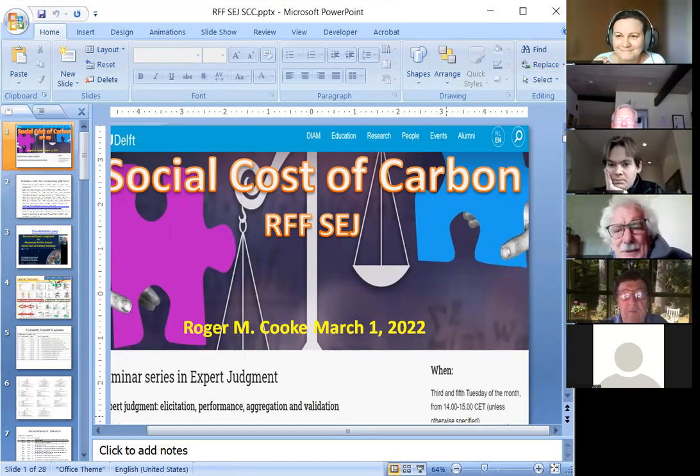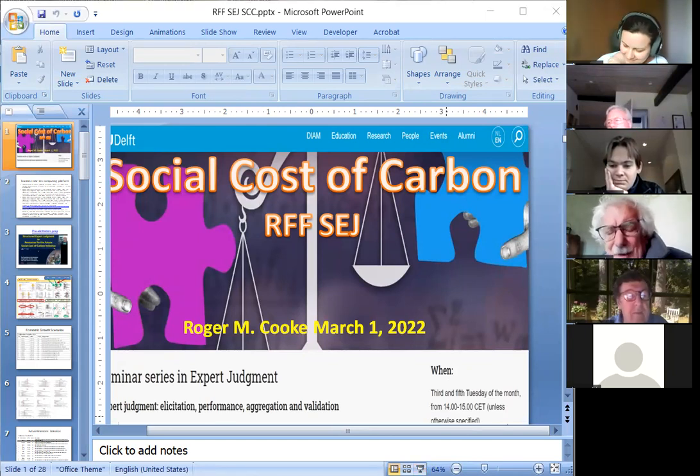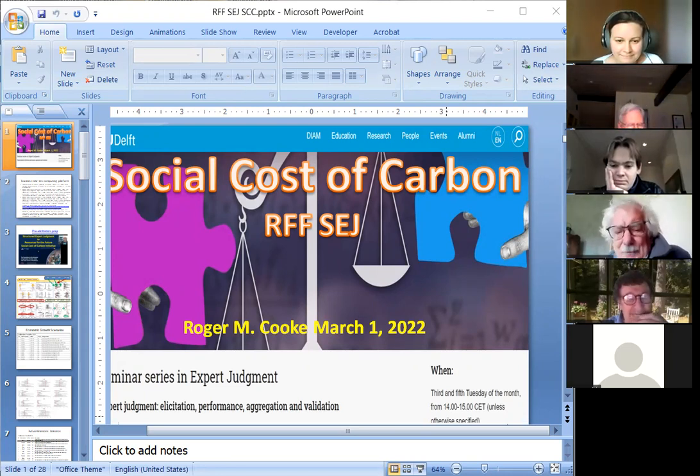Now something bad happened. Okay, so yeah, RFF has been doing this structured expert judgment on the social cost of carbon for about 2 years, and there are some publications here. I'm not going to go through them, just point out that they're there if you want to look at the information.